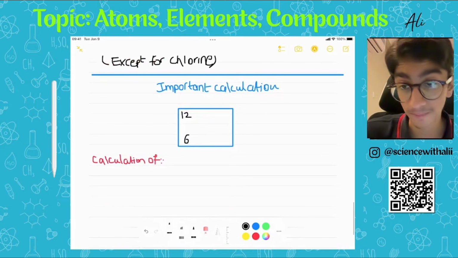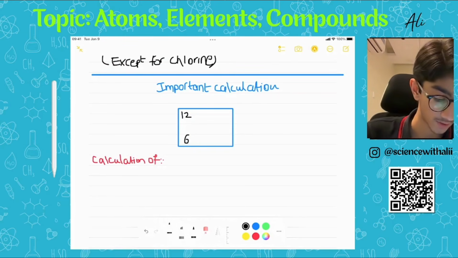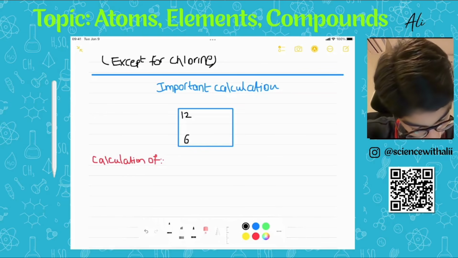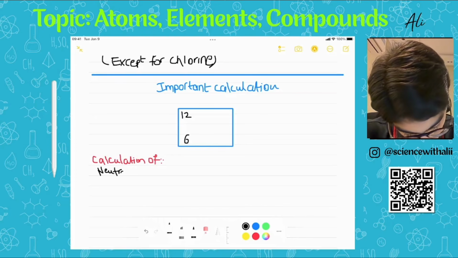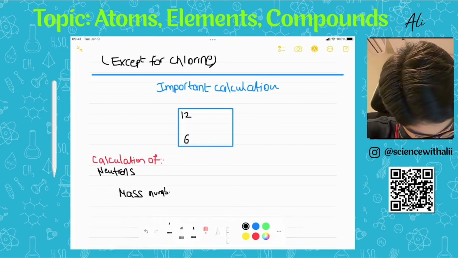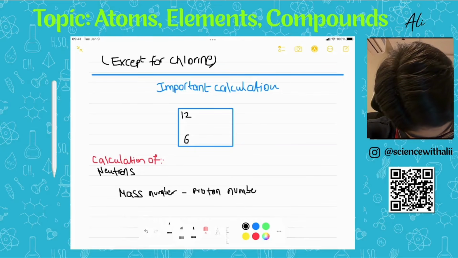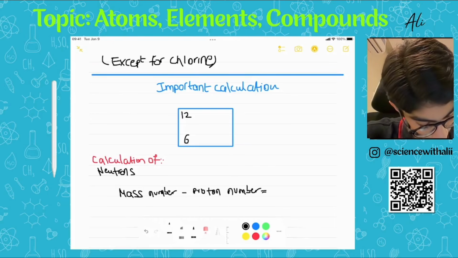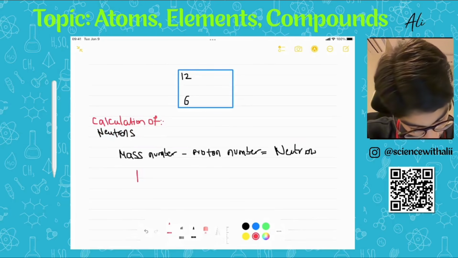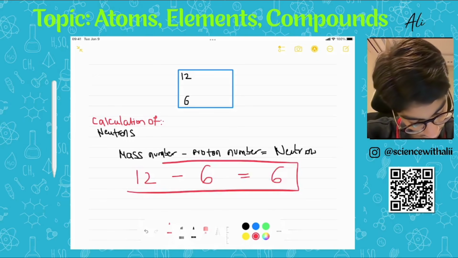Okay, so we have some important calculations which we have right now, which is to calculate the neutrons. This is a question that does come in the exam. So we need to calculate the neutrons, right? So calculation of neutrons, what will we do? We will subtract the proton number from the mass number to get the neutrons. So we have the mass number, which is 12. We have the proton number, which is 6. So we get the neutrons as 6.